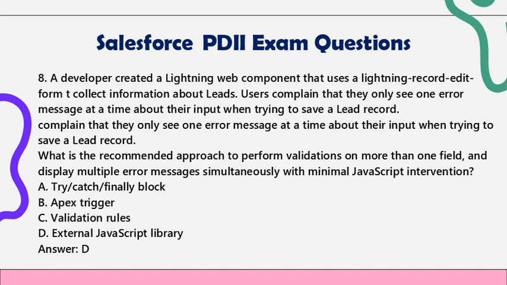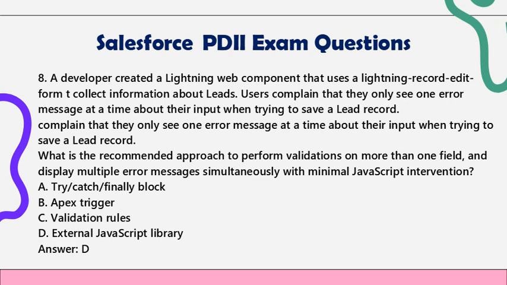8. A developer created a Lightning Web Component that uses a Lightning Record Edit form to collect information about leads. Users complain that they only see one error message at a time about their input when trying to save a lead record. What is the recommended approach to perform validations on more than one field, and display multiple error messages simultaneously with minimal JavaScript intervention?